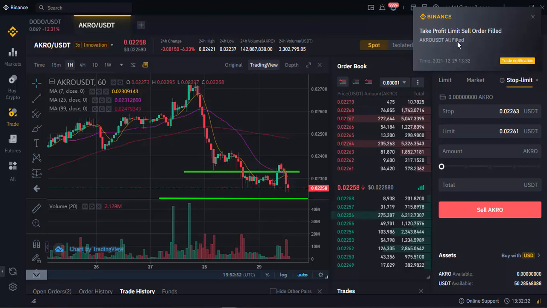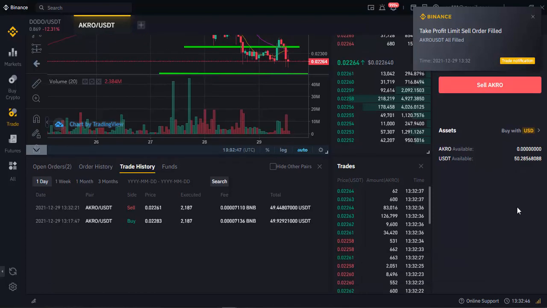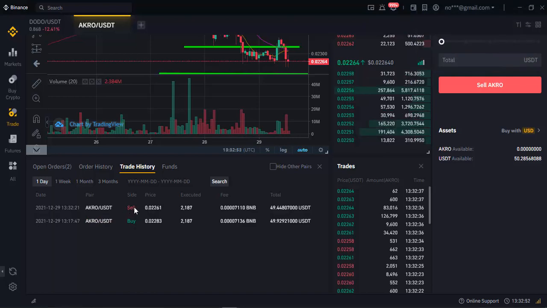Right here, it has been executed. Take profit, limit, sell order failed. Acro USDT all failed. So our $50 is back for another trade, and under the trade history, this is the first buy, this is now the second buy. Right, so a little loss, of course.